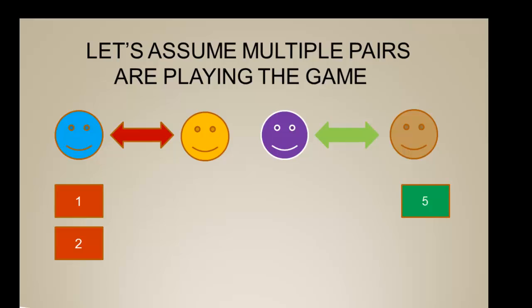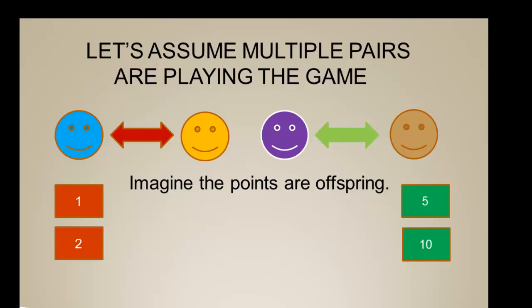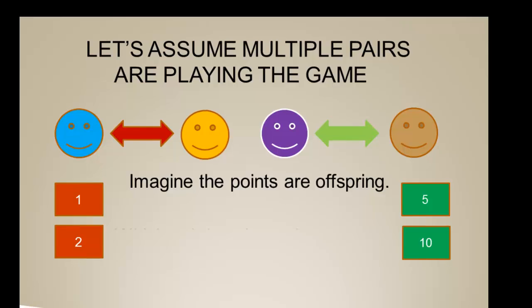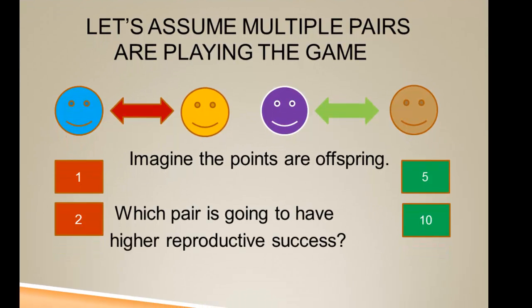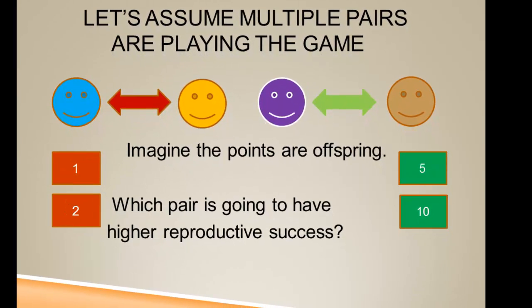And then in the second round, blue and orange earn an additional point. But purple and brown now they're up to 10 points. So if we compare them, and if we imagine these points are offspring, then clearly the pair of players who've decided to both play their card are going to accumulate increasingly more offspring than the players who've decided to just hold their card. And what this tells us is if this was a reproductive strategy in a population, the players who learned to play would produce more offspring.